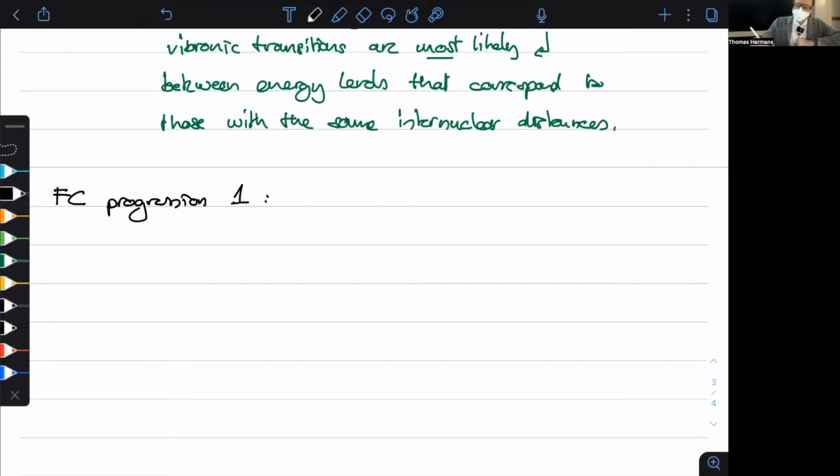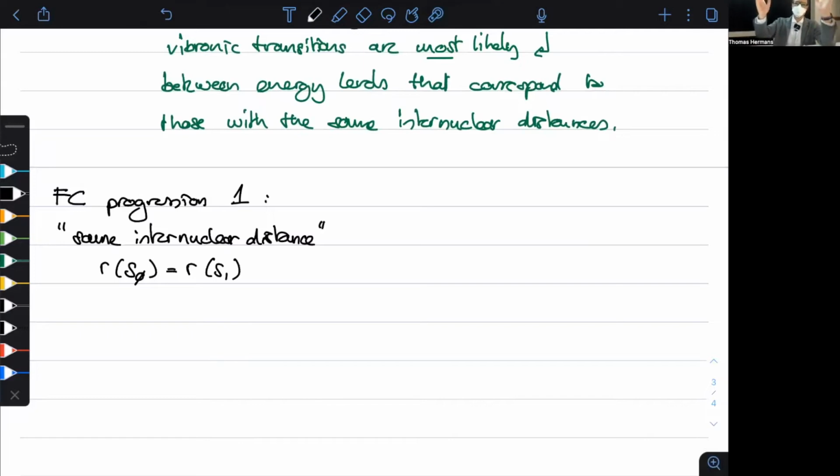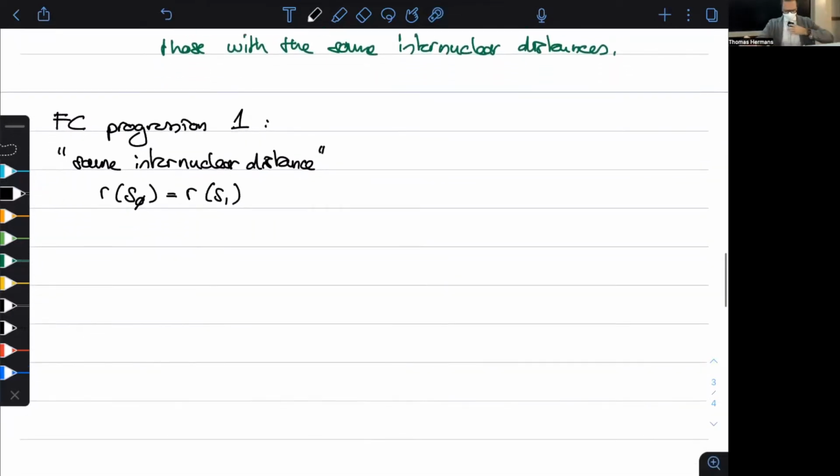So there are so-called Franck-Condon progressions. And the first one, we'll call it the same internuclear distance. So internuclear distance, I'm going to use R. So the R of the ground state is the same as the R of S1. It means that the atoms have exactly the same distances in the excited state as in the ground state. So your molecule basically doesn't move, which is unlikely, but it can happen.